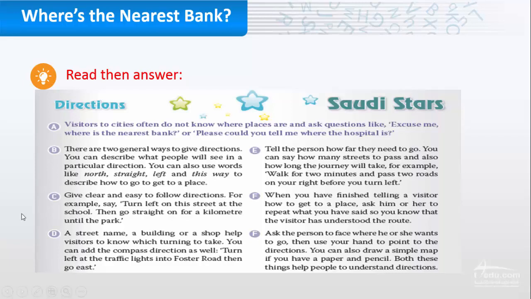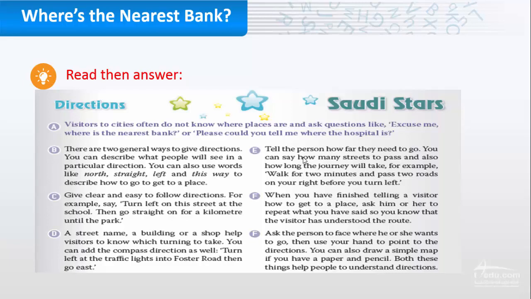For example, say turn left on this street at the school, then go straight on for a kilometer until the park. A street name, a building, or a shop help visitors to know which turning to take. You can add the compass direction as well. Turn left at the traffic lights into Foster Road, then go east. Tell the person how far they need to go. You can say how many streets to pass and also how long the journey will take. For example, walk for 2 minutes and pass 2 roads on your right before you turn left.